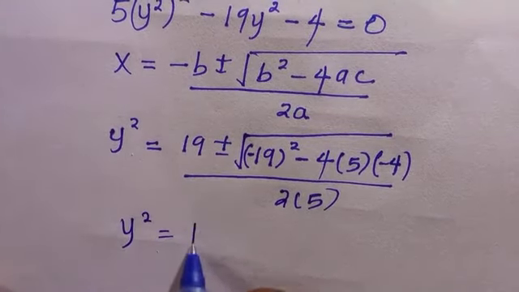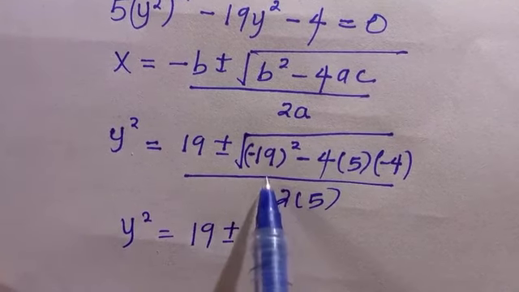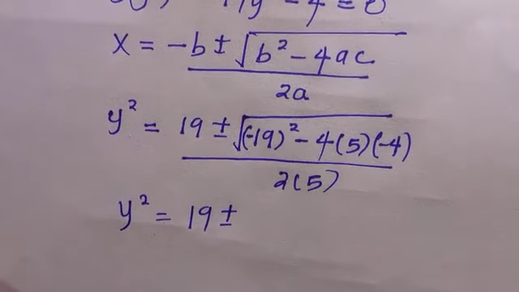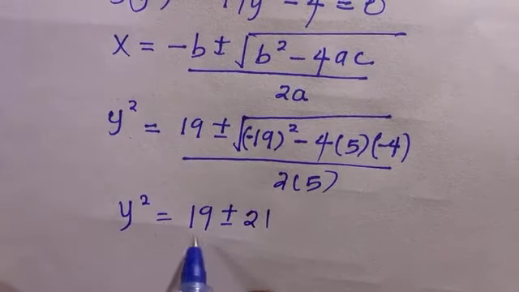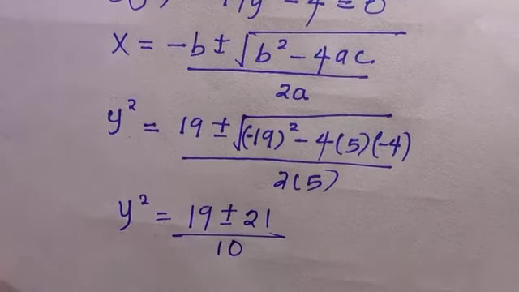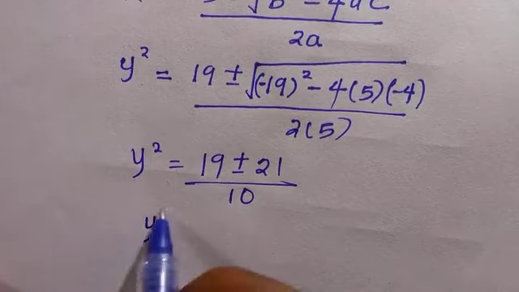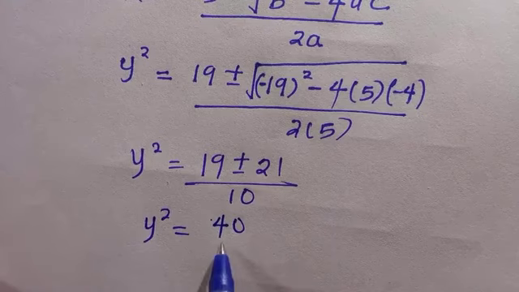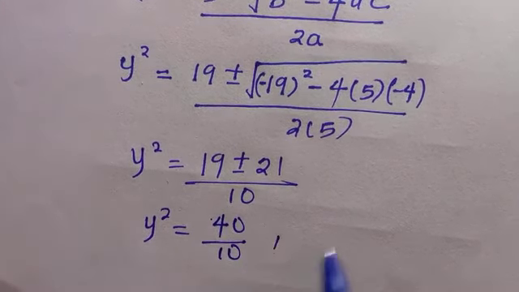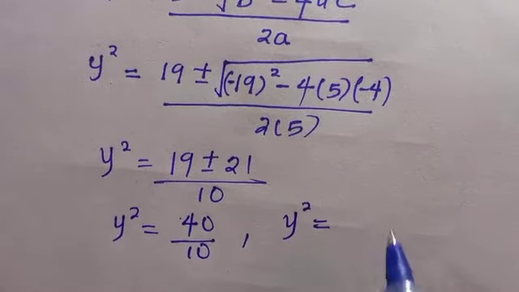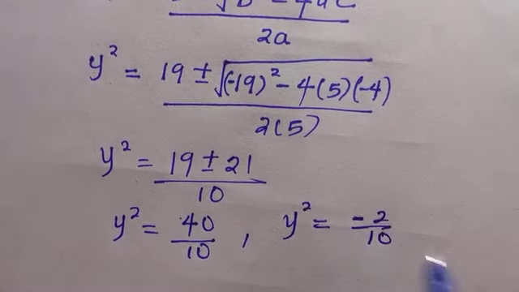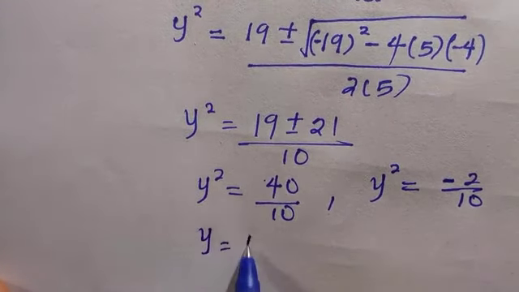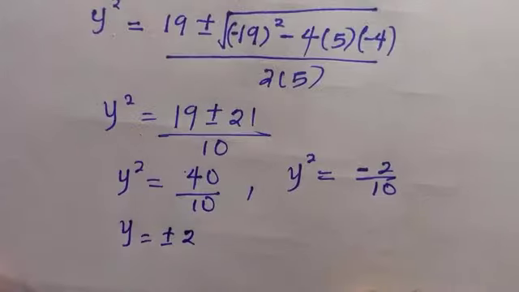All right, we have y squared equals 19 plus or minus the whole of this in the root, and when we multiply everything out and take the square root of it, it becomes 21, then all divided by 10. You can pause the video and try that one out. We'll get it. For the positive side, we have 40 divided by 10, and for the negative side we have y squared equals minus 2 divided by 10. Therefore we have y squared equals 4, and when we take the square root of both sides, we have plus or minus 2.